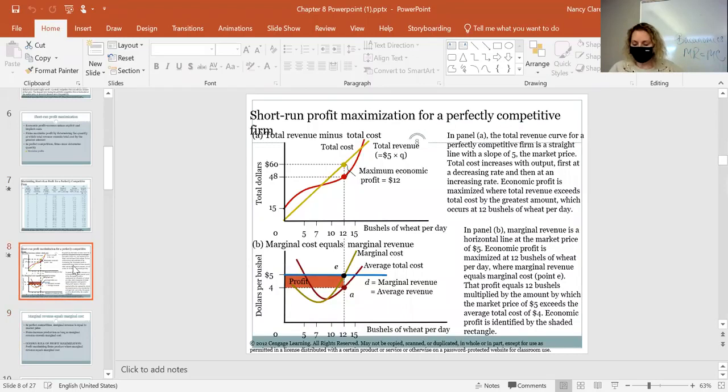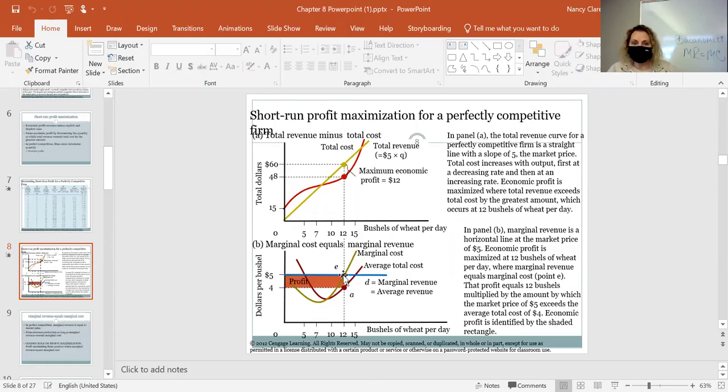And so we go back here and we find MR equals MC. MR is your blue line, right? Your demand curve also equals marginal revenue. MC, that's this yellow-green check mark right here. They intersect here at point E.